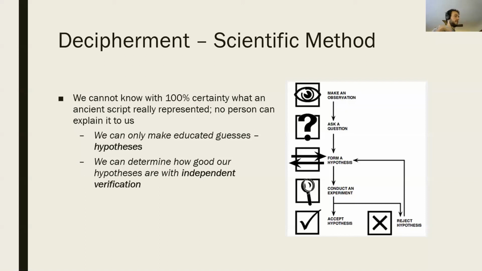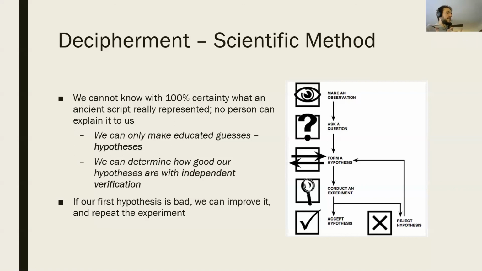So that means we get an idea of how this decipherment might work, and then we have to apply that to some document to see if that really works, if that really holds water. And if not, then we have to reject our hypothesis and make a new hypothesis, as this diagram shows. So if our first hypothesis is bad, then we can improve it, and so on until we end up with the best hypothesis that explains the data.